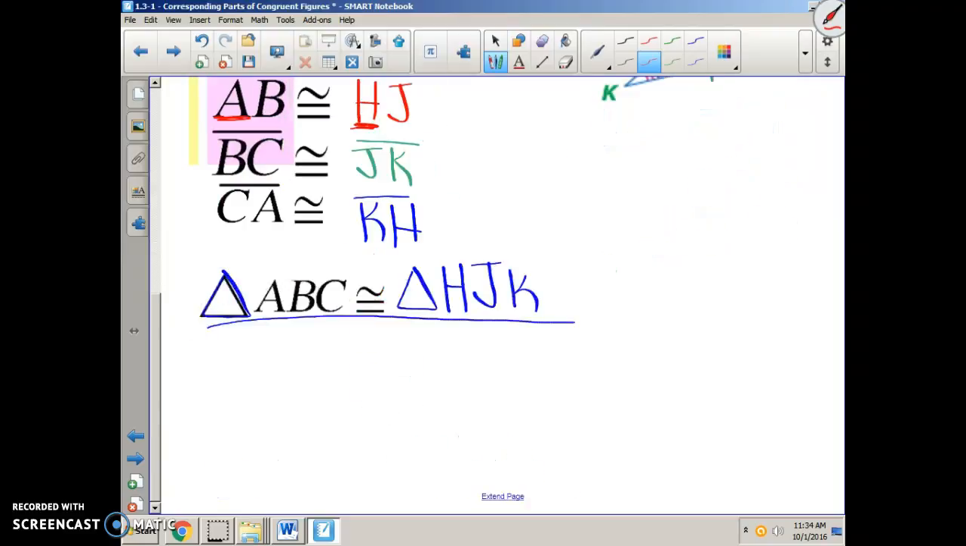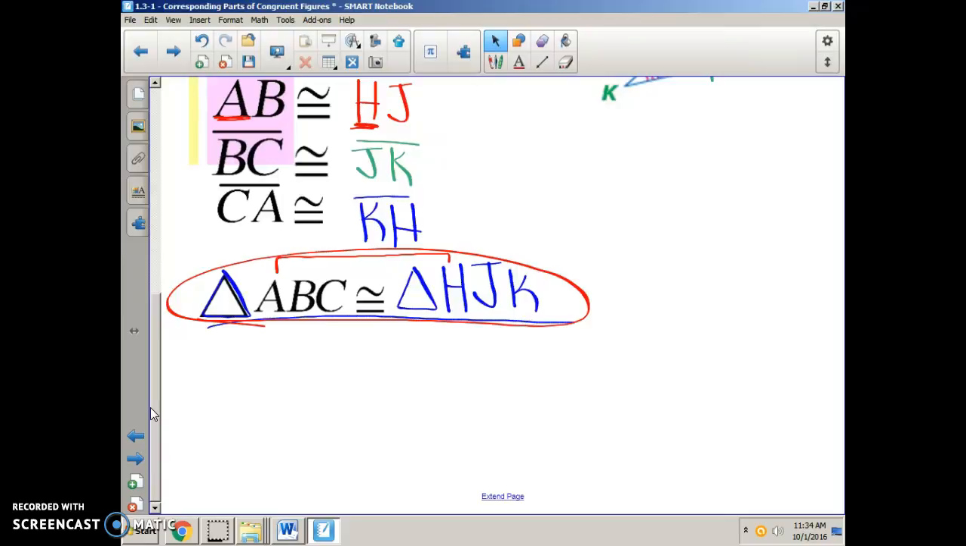When the next person comes along, they're probably only going to see this part, the part that's telling the triangles are congruent. By just looking at that, they can tell that angle A should match with H because they're both the first letter. They can tell that B should match with J because it's the second letter. And they can tell that C should match with K because of the third letter. Now, if you put them out of order, you're going to mess up whoever's coming to look at the picture next.